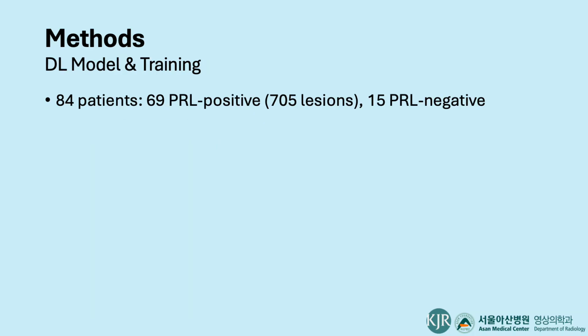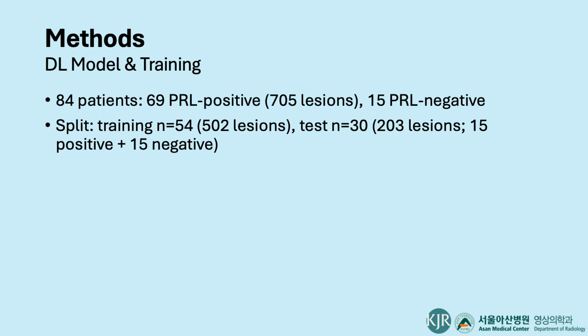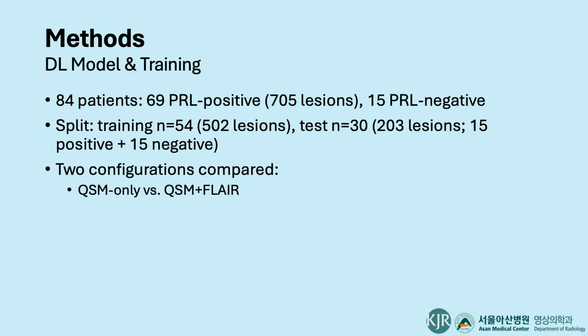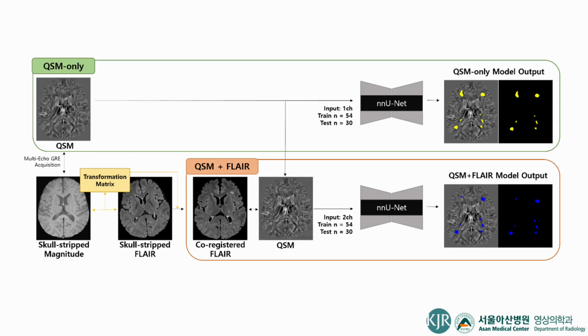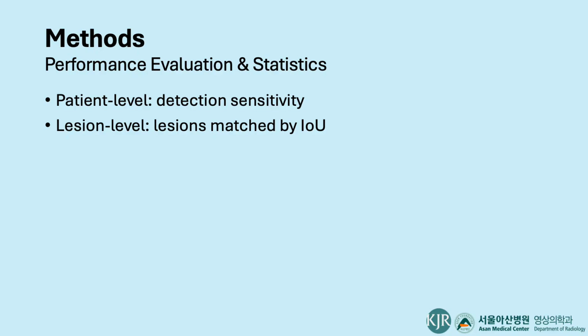Our exploration set comprised 84 patients, 69 PRL positive, contributing 705 lesions, and 15 PRL negative. This was split into training and a 30-patient test set, balanced between positive and negative cases. We compared 2 input configurations, QSM only versus QSM plus FLAIR, using a self-configuring 3D nnU-Net. The network had 6 decoding stages and was trained with 5-fold cross-validation. Here you can see the overall pipeline from MRI pre-processing and registration through to the deep learning-based segmentation that produces the predicted PRL masks.